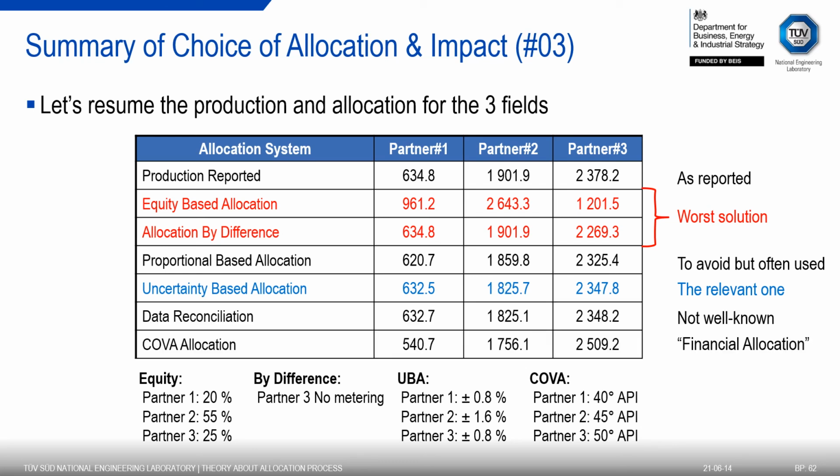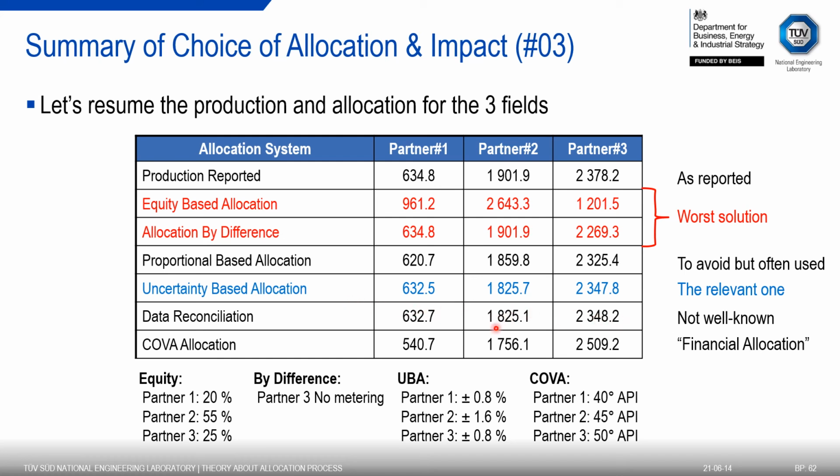And finally, you can use the data reconciliation, so you can minimize here your uncertainty, and you will see that the values are very, very similar to the ones with the uncertainty-based allocation. Okay, they converge. As I said, the uncertainty-based allocation is a specific case of the data reconciliation, so you get the same value here.